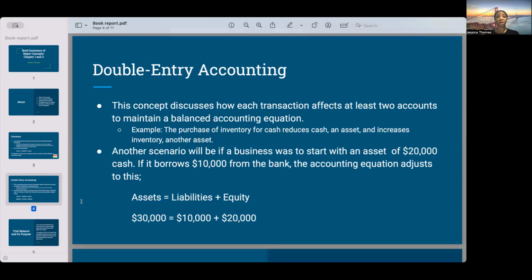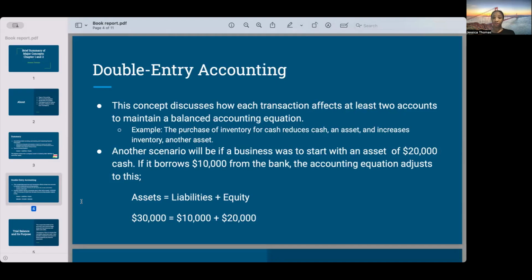For double entry accounting, this concept discusses how each transaction affects at least 2 accounts to maintain a balanced accounting equation. So you always want your total assets to be balanced with your liability and equity. For example, if you purchase inventory for cash, that reduces your cash, which is an asset, and that increases your inventory, which becomes an asset.